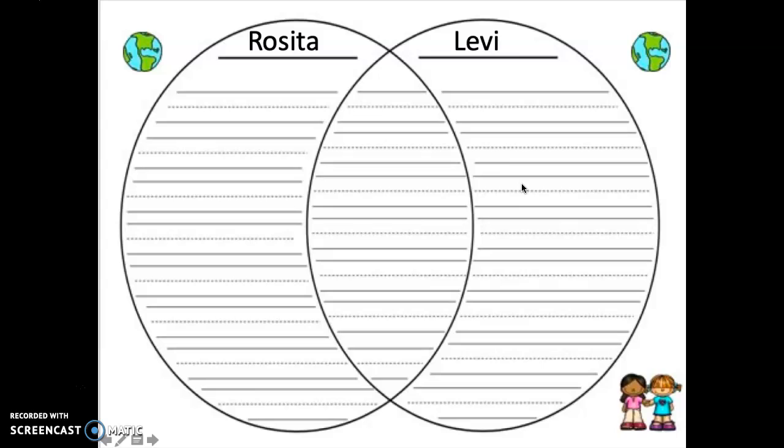You have to come up with at least one thing that is different between Rosita and Levi and one thing that is the same. However, it is possible for you to come up with two things that are different and two things that are the same. So try to push yourself. Listen to it twice if you need to.